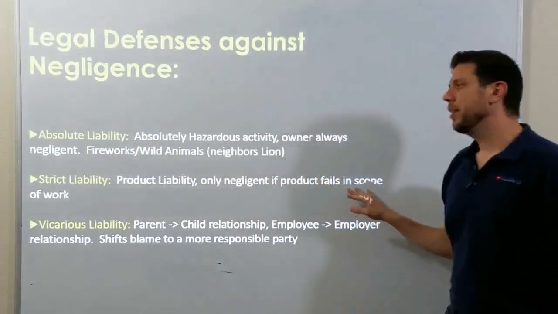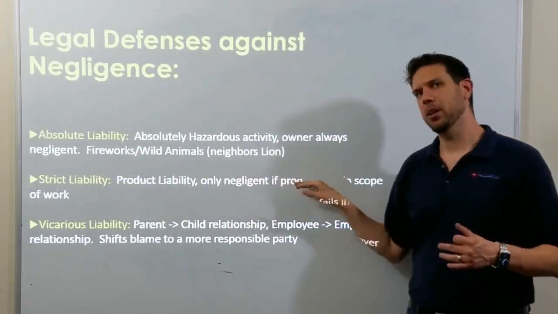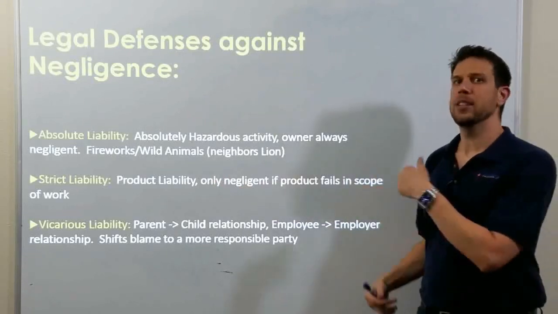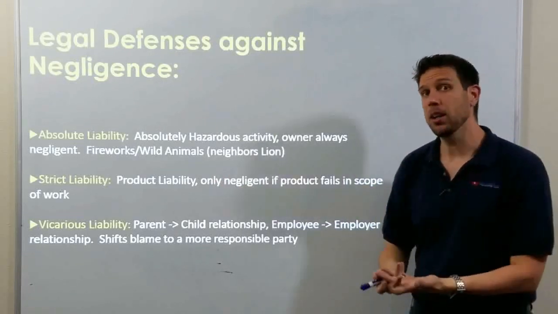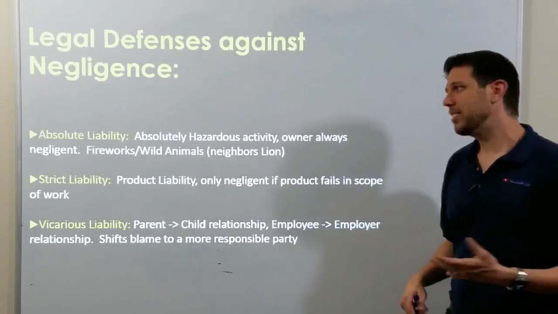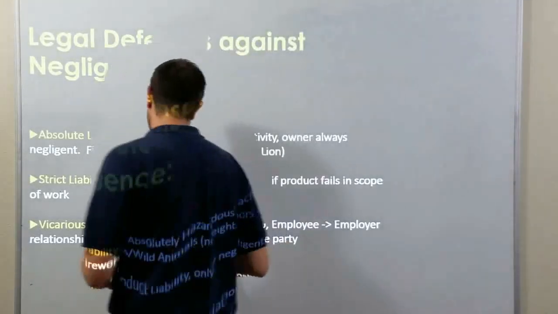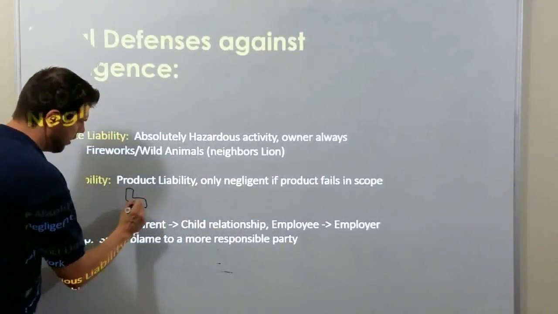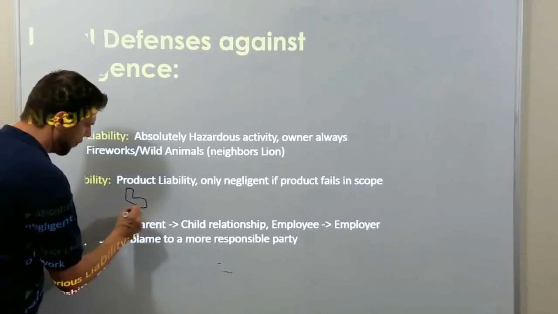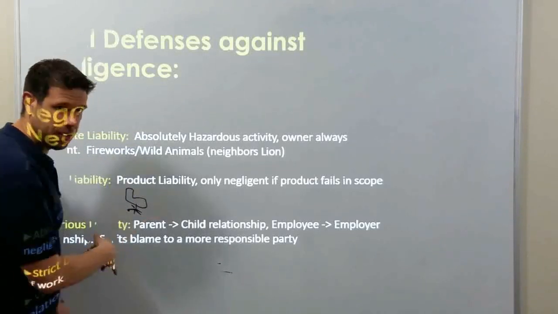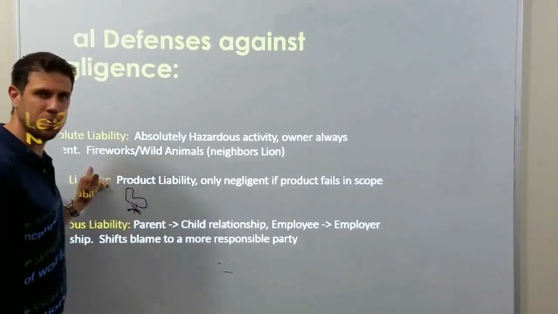Strict liability is product liability. This is what manufacturers get. Strict liability is where the product has to fail during its intended use. So for example, let's say you have a chair, and the chair has rollers. You sit in the chair, it falls, breaks, you're covered, everything's cool.